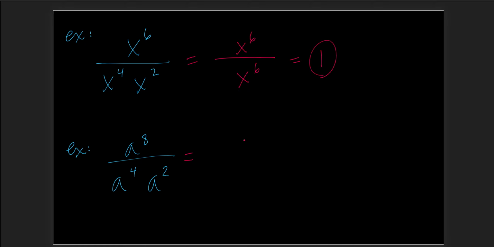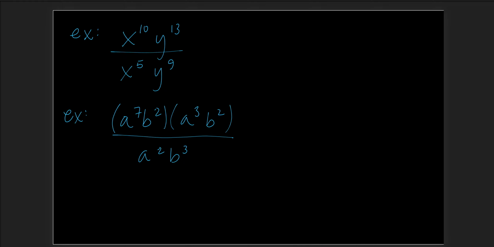And here, we'll evaluate the bottom. We have a to the 4 times a squared. So we can just add the exponents. So 4 plus 2 is 6. And then we can write out 8 a's and write out 6 a's and cross them out and see how many are left, if you want. Or you can just take a to the 8 minus 6, since the bases are the same. And that's a squared. So a squared is the answer for that.